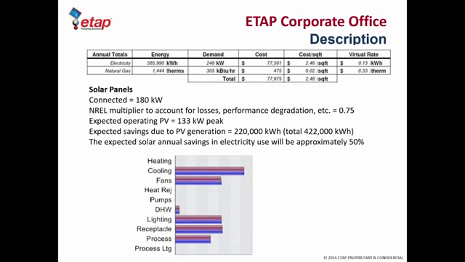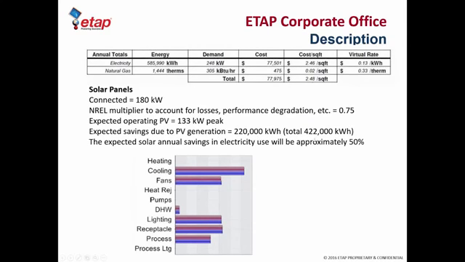The system was designed for about 180 kilowatts. We used the NREL multiplier to account for losses, any performance degradation of about 0.75. So we were expecting a peak kilowatt power of 133 kilowatts. So later on, I'll show you what we're actually getting versus what we estimated, but this was on paper in order to do a return on investment calculations. We expected savings due to the PV generation of about 220 megawatt hour for the whole year.